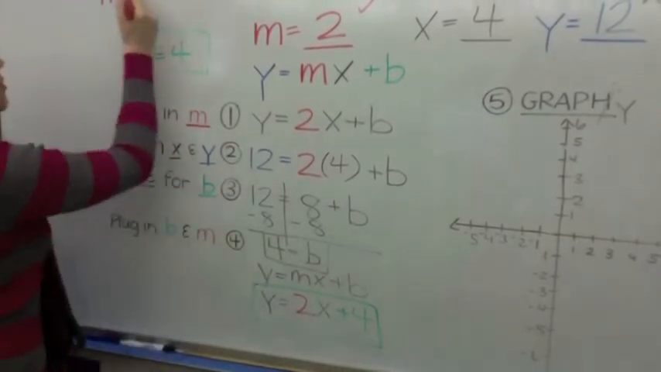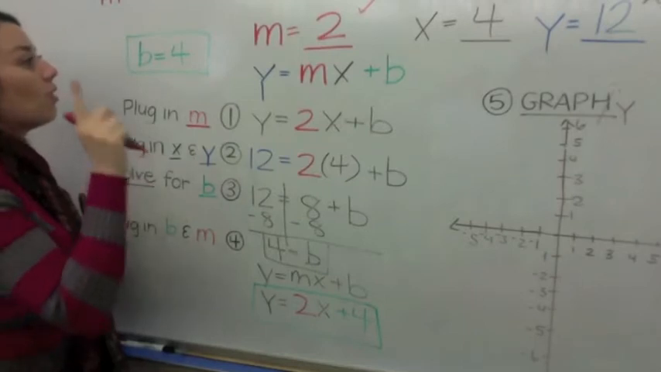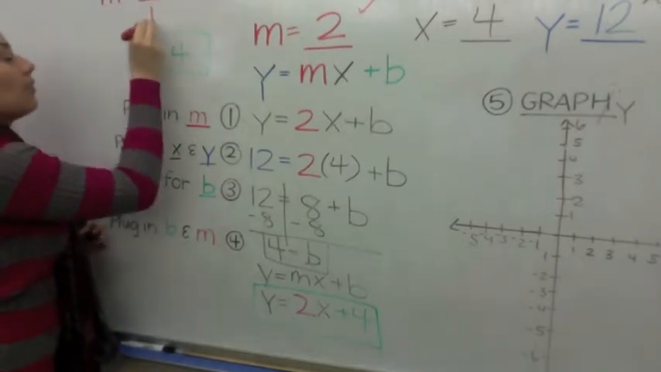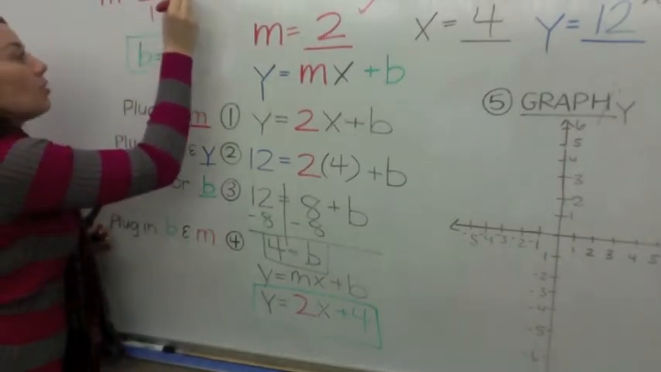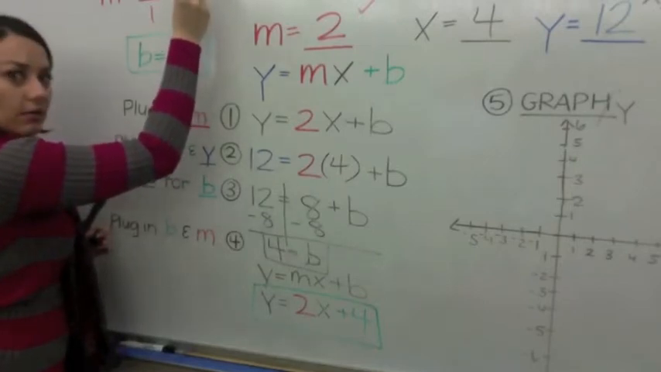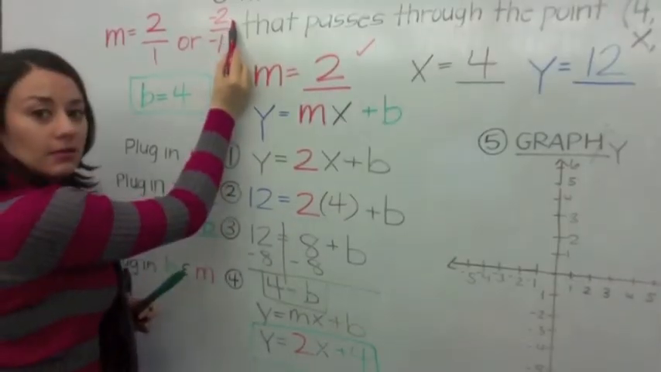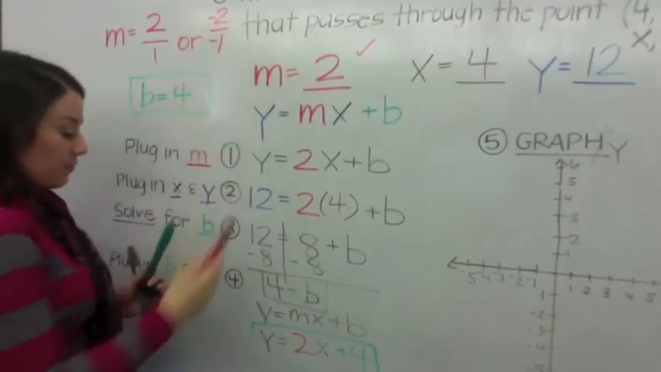So the slope is 2, but it needs to be a fraction. You can make any whole number a fraction by putting 2 over 1. And remember what happens here. It could be 2 over 1 or what? Negative 2 over negative 1.